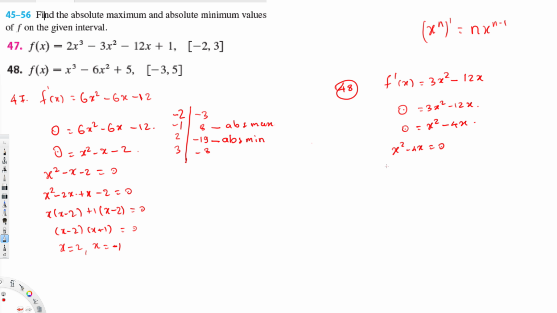Now from this I can take x common, so it's going to be x times (x minus 4) equal to 0. Therefore, x is equal to 0 and x is equal to 4. So these are the two critical points.